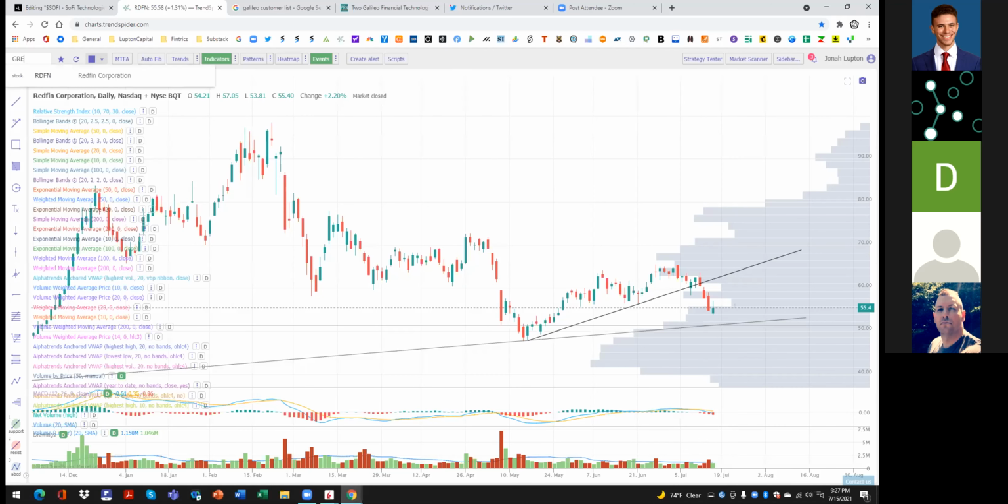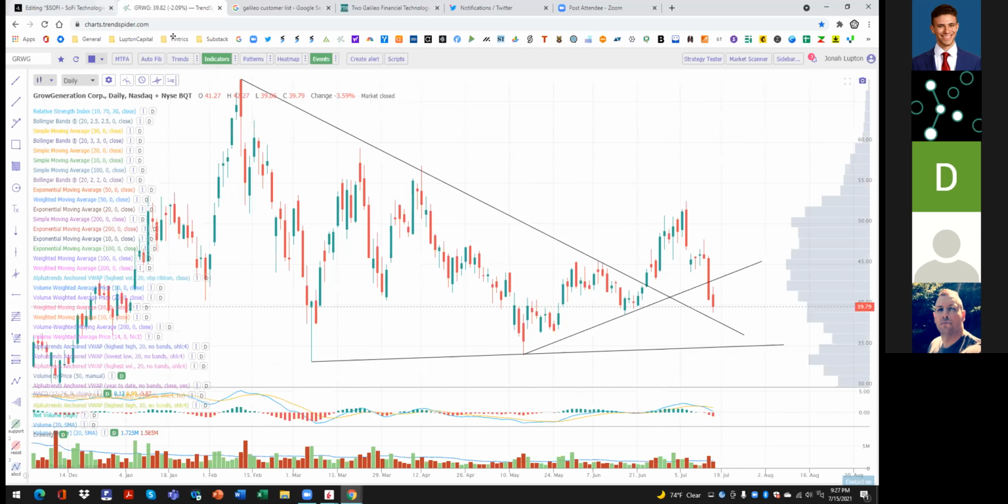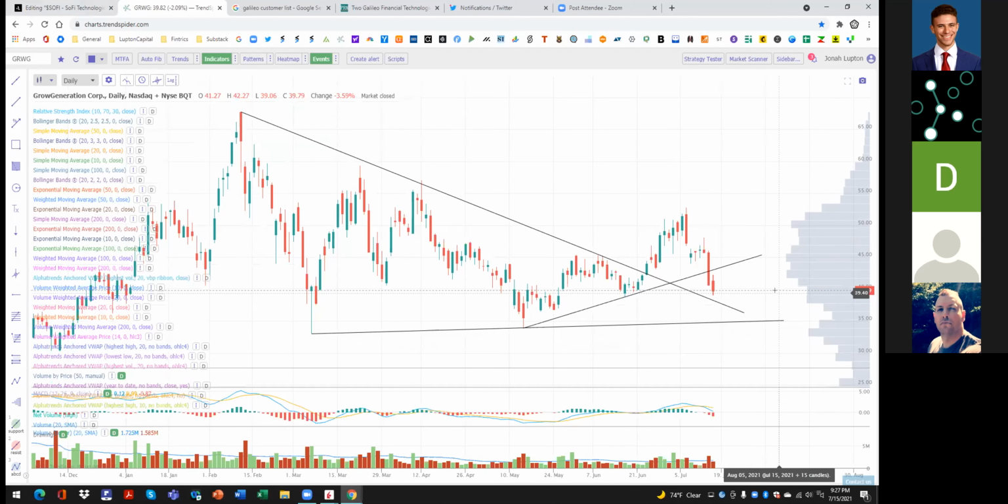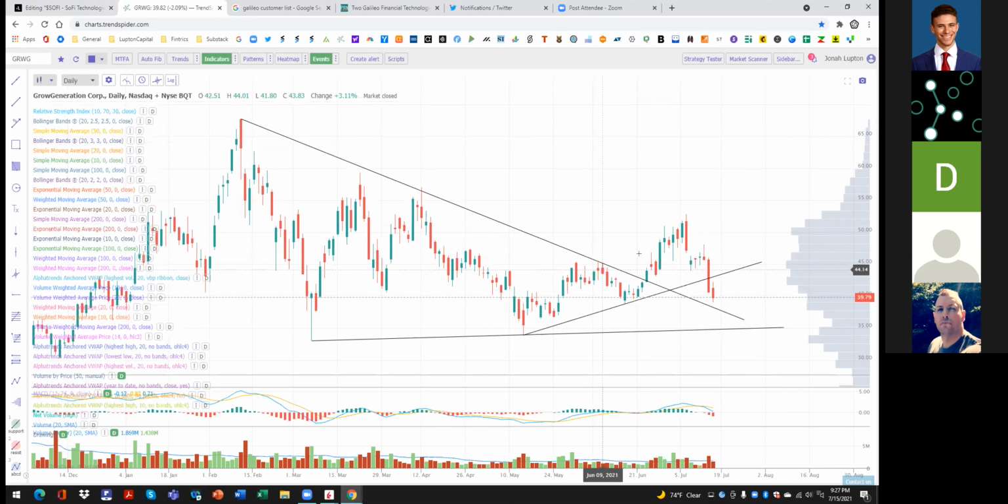Another name that I recently sold out in the last few days is Grow Generation. So, this was one of 2 weed stocks that I had in my portfolio. When we broke this line here, right around $43 or a little bit lower, probably 42.50, I had a trailing stop loss. So I was out of Grow. Now, I'm still kicking myself for not selling it up here around 52, 53, but at least I got out right here instead of down here.